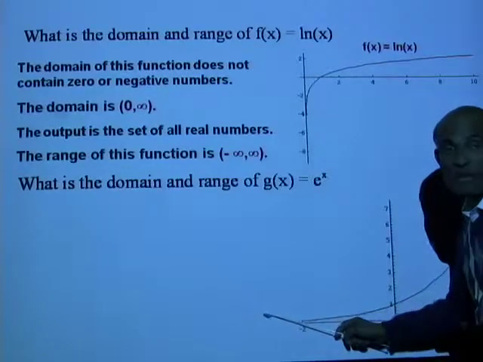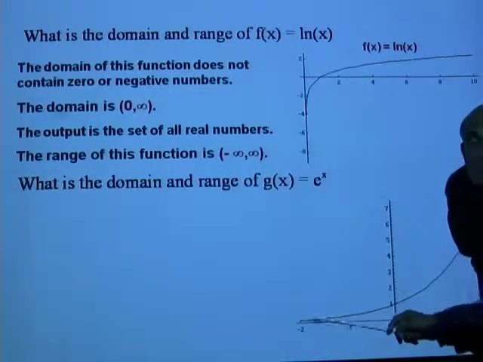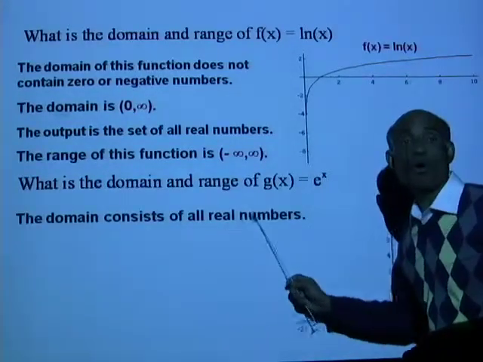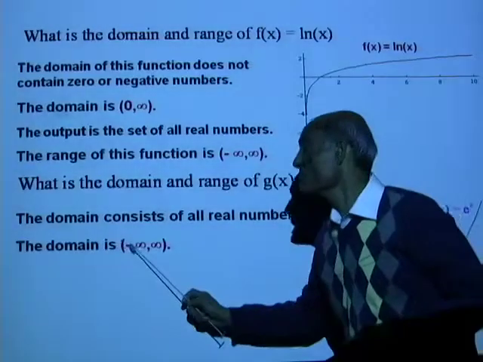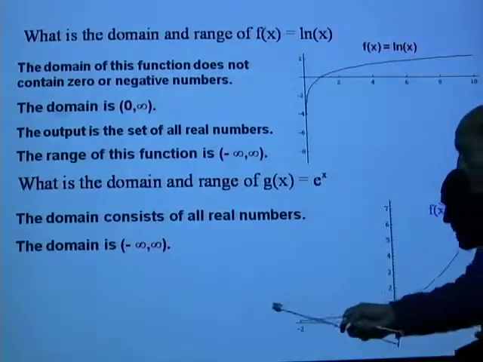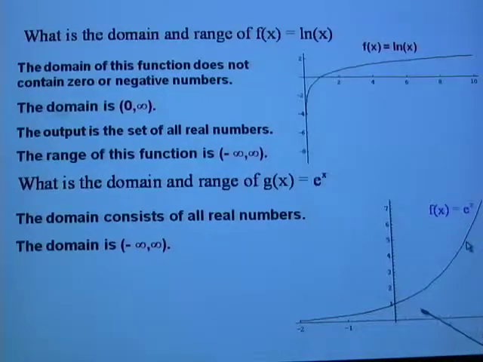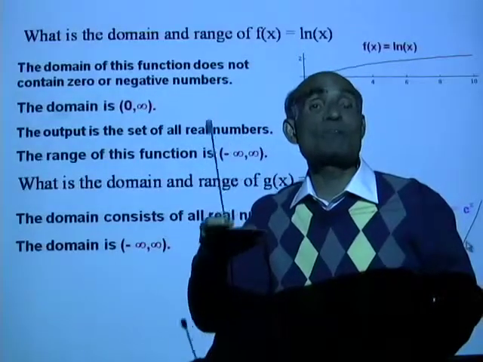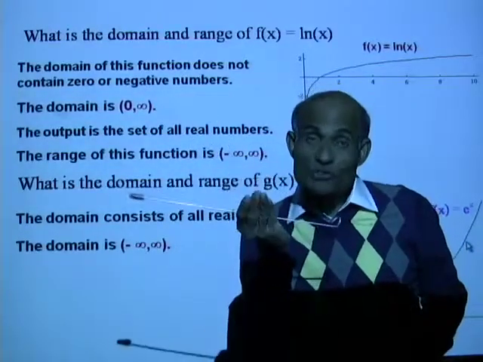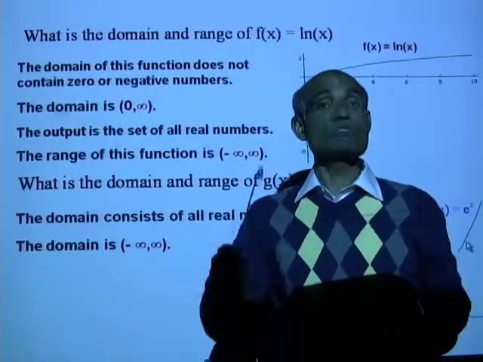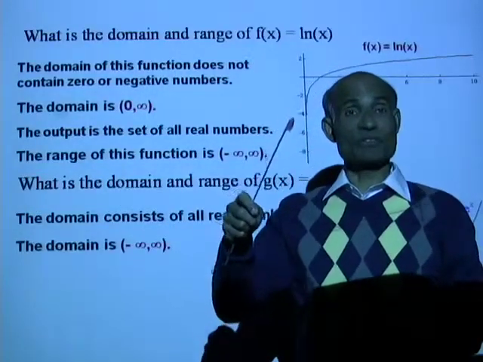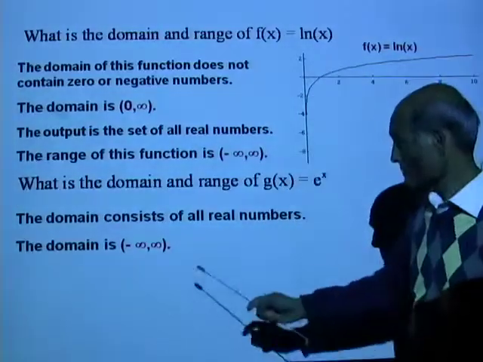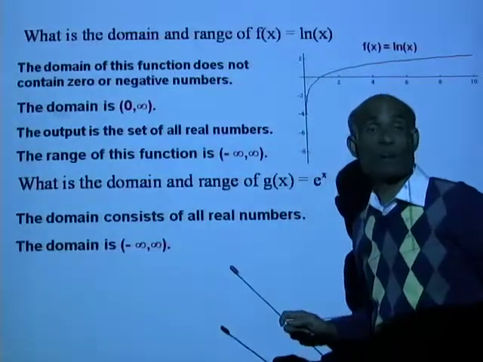So the input can be any number from negative infinity to positive infinity. So the domain consists of all real numbers. So we write the domain is negative infinity to positive infinity. Any input can be used in here. e to the power of negative 10 is 1 over e to the power of 10. It's a very small number, close to 0, but not equal to 0. e to the power of negative 1000 is very, very close to 0, but not equal to 0. So the domain is negative infinity to positive infinity.